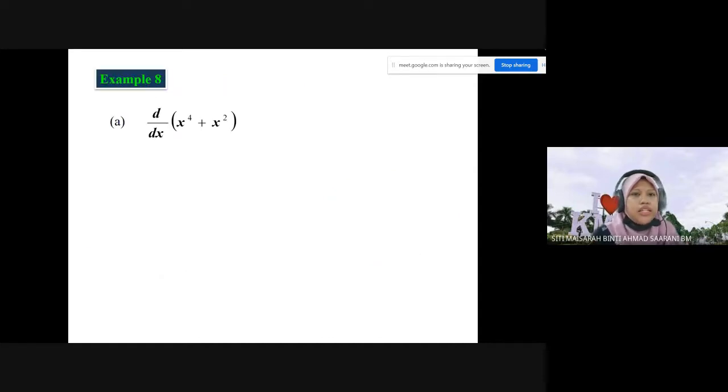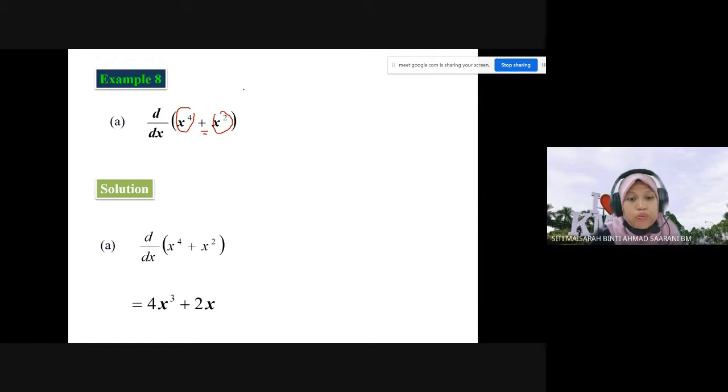Contohnya kita boleh nampak kat sini example 8. Differentiate with respect to x, x power 4 plus x square. So dia ada tambah kat tengah ni. Kita differentiate x power 4, kita differentiate x power 2. So then, differentiate x power 4, ini x power n. So dia akan jadi 4x cube. X square pun x power n. So then, dia akan jadi differentiate with respect to x, x power 4 plus x square is 4x cube plus 2x. Differentiate satu per satu. Is one by one. Okay. So this is example 8A.